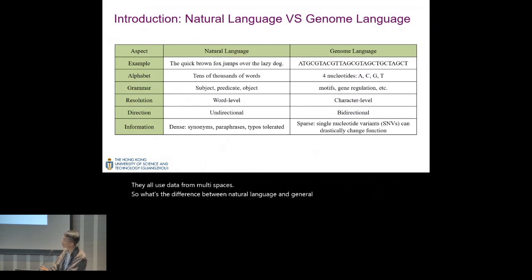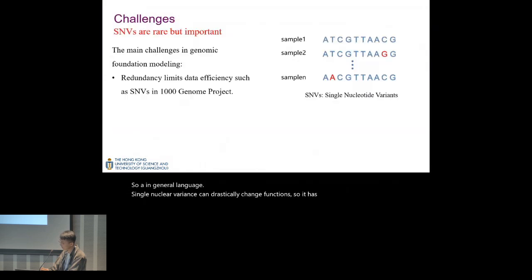So what's the difference between natural language and genome language? The biggest difference is the information. Natural language has dense information, and genome language has sparse information. In genome language, single nucleotide variants can drastically change functions, so it has very sparse information.